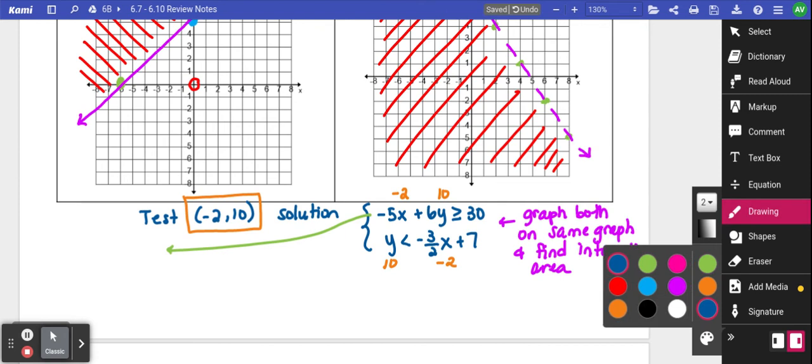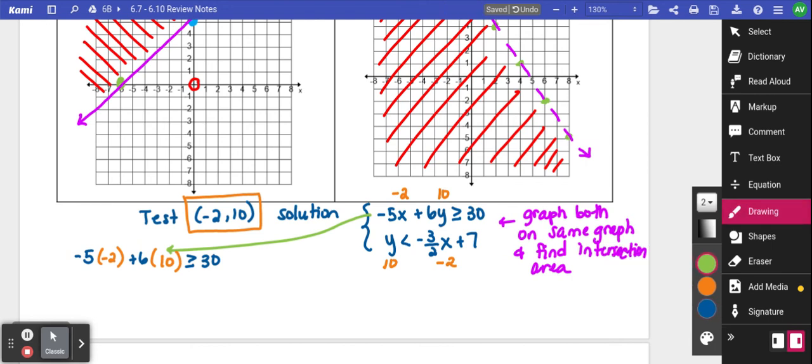I'm going to have -5(-2) + 6(10) is greater than or equal to 30. Now, if I evaluate this on my calculator, I get 10 plus 60, which is 70, is greater than or equal to 30, which is true. That actually does work. So I'm going to put a check mark there to show that that is true.